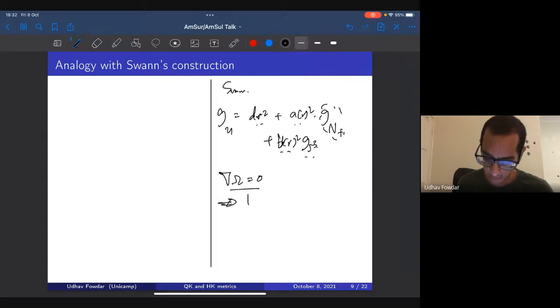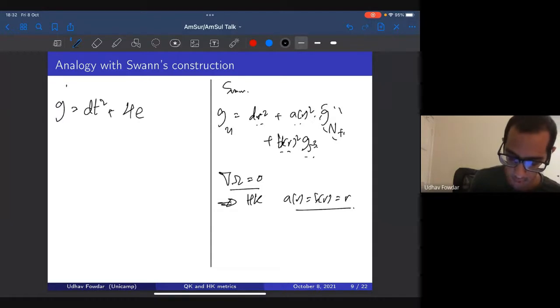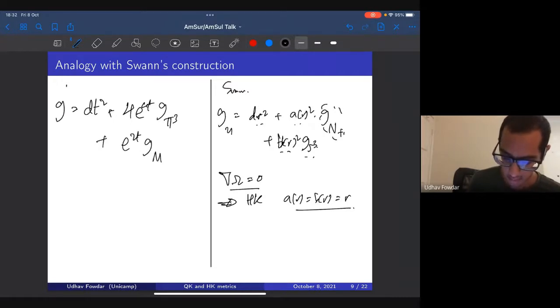And the answer was that the hyperKähler metric that Swann produces is a conical one. So A(r) is equal to B(r) is equal to r. It's a conical metric. Whereas in our case, we did the same thing, and the metric that we produced was dt squared, something like 4 e to the 4t, g of t3, plus e to the 2t, g, and let me write it as g HK. So this was the metric that we produced on this total space N.